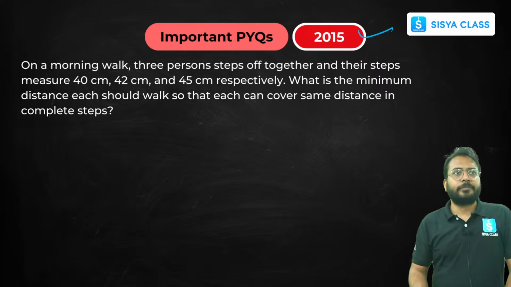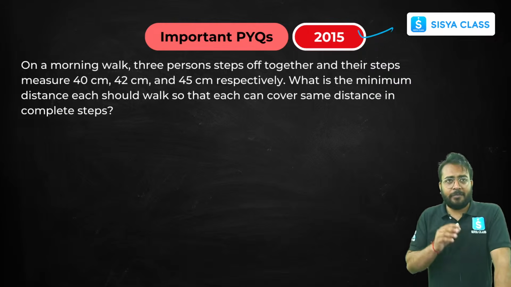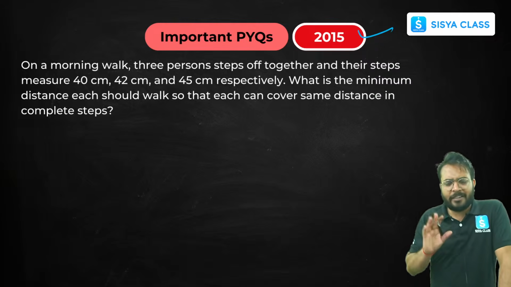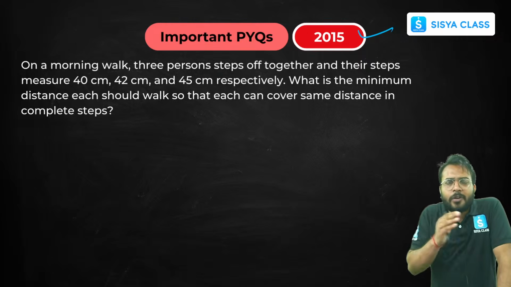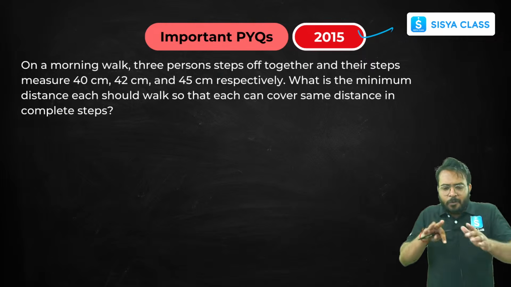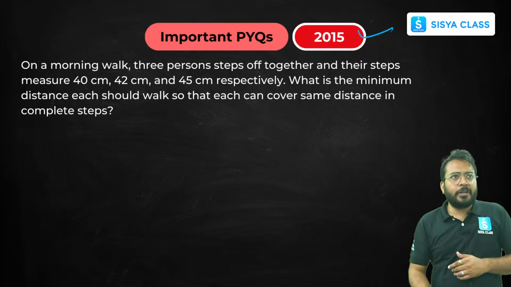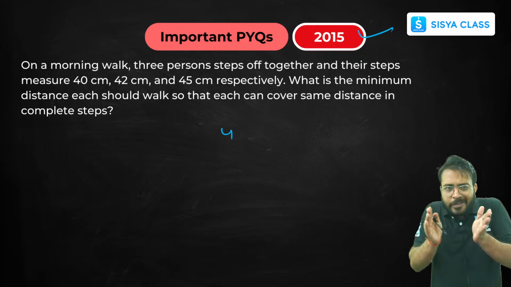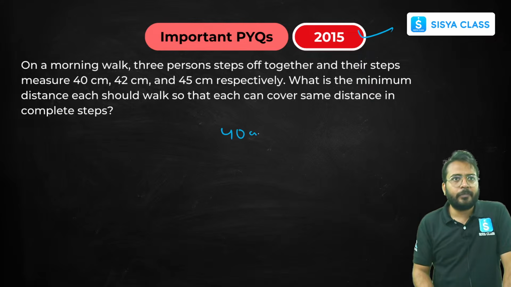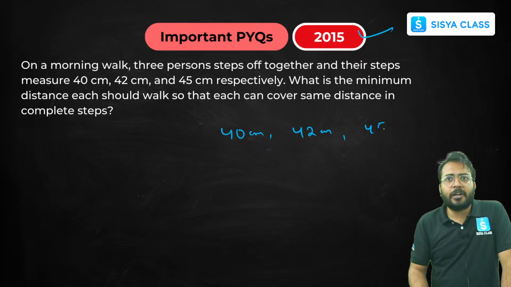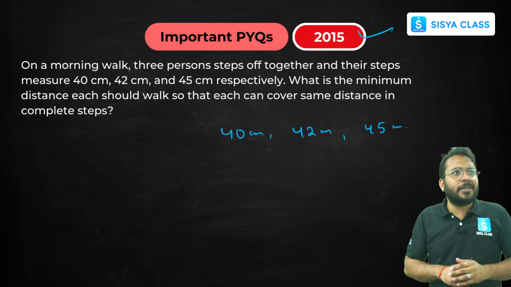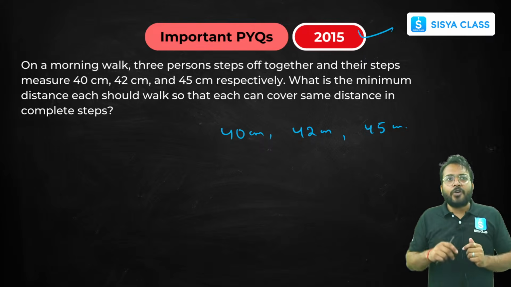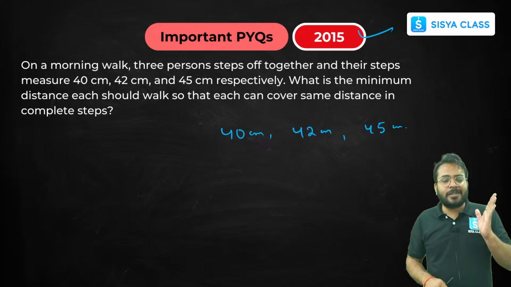2015, again this question. These are very pet type questions, and they are very easy. So 3 persons are walking together. The length of one step of the first person is 40 centimeters, the second person is 42 centimeters, and the third person is 45 centimeters. What is the minimum distance each should walk so that each can cover the same distance in complete steps?